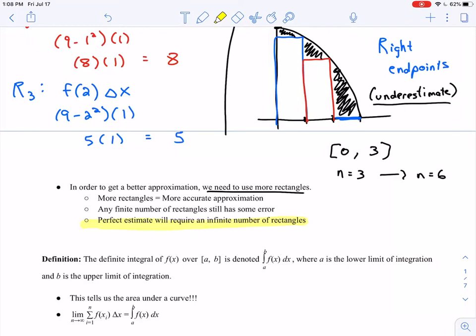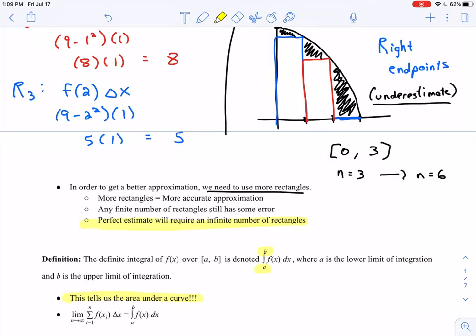So first of all, the definite integral of f of x over a to b is denoted as this. It looks a lot like the indefinite integral. The new parts really are these limits of integration, a and b. A is called the lower limit of integration. B is called the upper limit of integration. And this is so cool because this will tell me area under the curve. This answers a really, really big question.